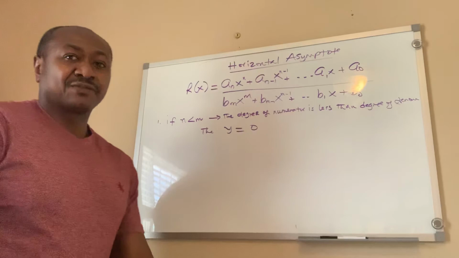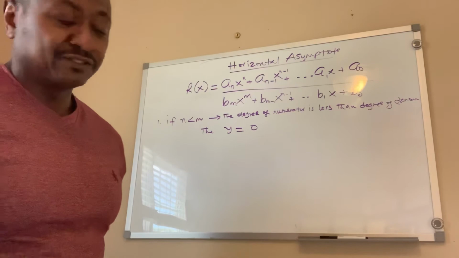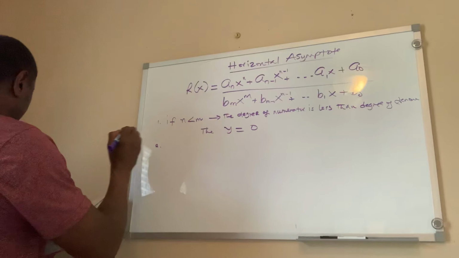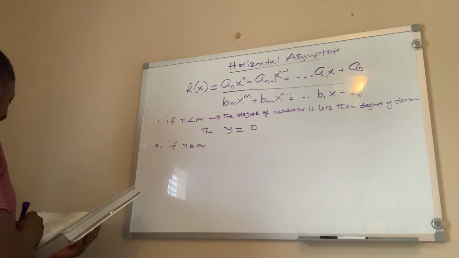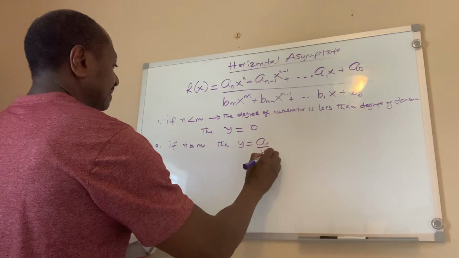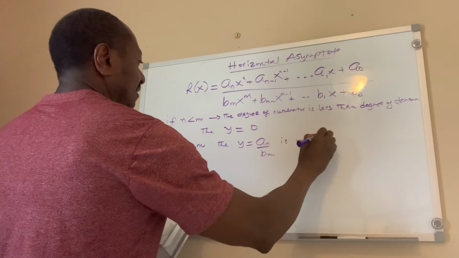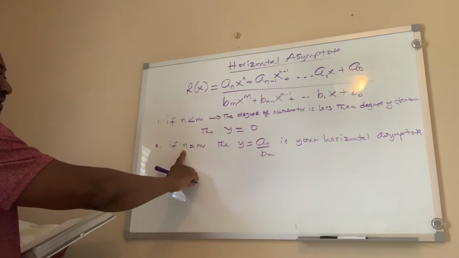So anytime you are asked to find the horizontal asymptote, the first thing you want to do is inspect the degree of the numerator and the degree of what? The denominator. Okay, so that's the first condition. The second condition is if the degree of the numerator equals the degree of the denominator, then the line y equals a_n divided by b_m is your horizontal asymptote.